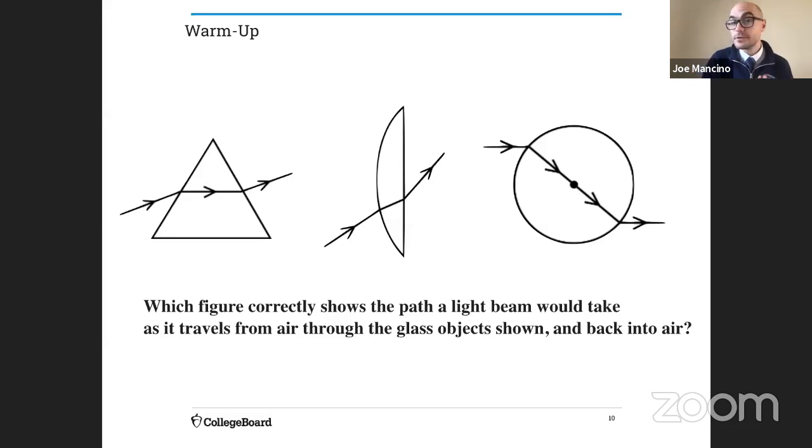The image on the left shows a triangular prism. The image in the middle shows this sort of round glass shape. And the image on the right shows a glass sphere. So think about whether light bends towards or away from the normal as it passes from air to glass and then from glass to air. Only one of these images shows the right behavior for light.